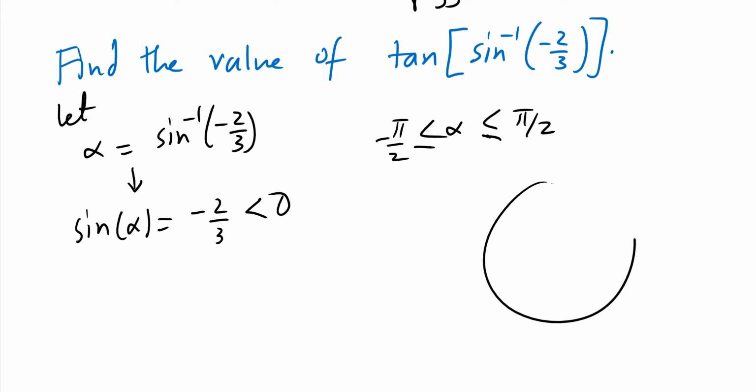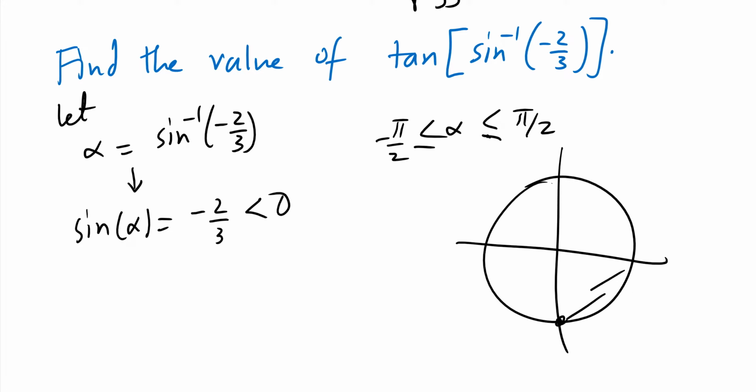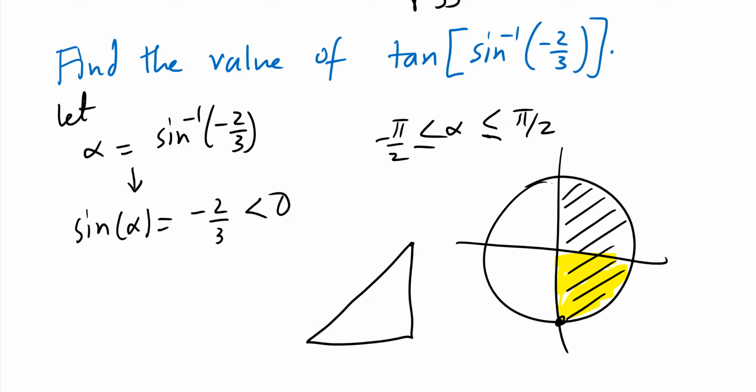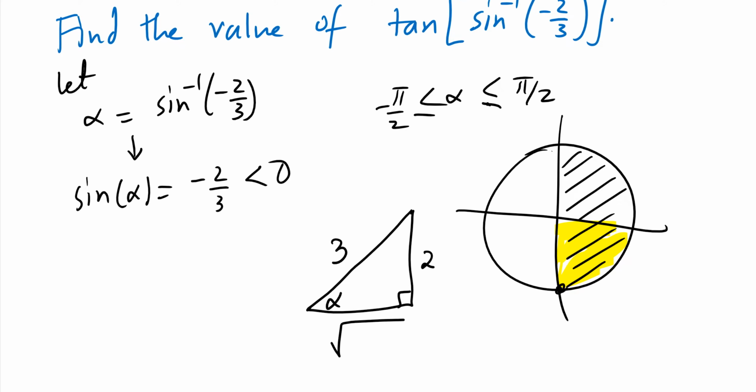So I'm in the fourth and first quadrants, but since sine alpha was negative, we are in the fourth quadrant only, and we need the triangle. Some people do it on the circle. I just do it on the triangle, easier. Sine is the opposite over the hypotenuse, so this would be 9 minus 4, which is 5, so the adjacent is the square root of 5 by the Pythagorean theorem. Again, from here alpha is forced to be from negative pi over 2 to 0.